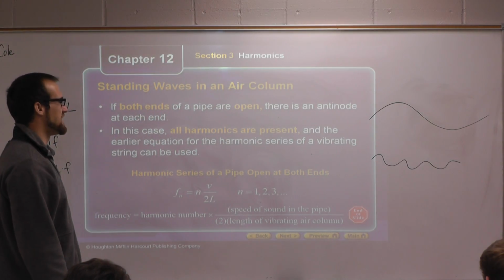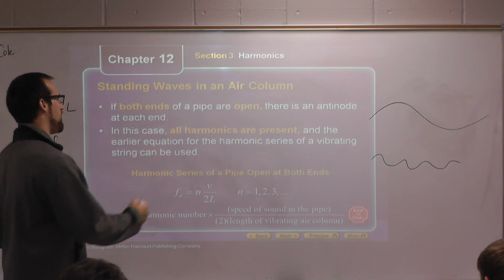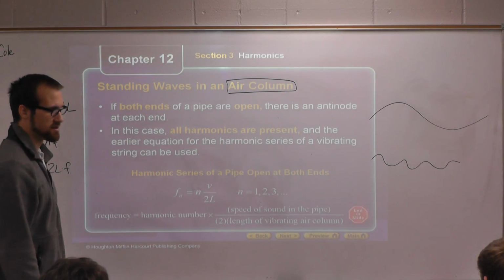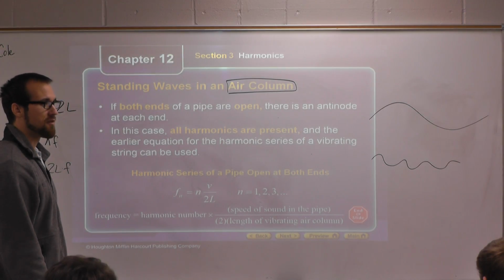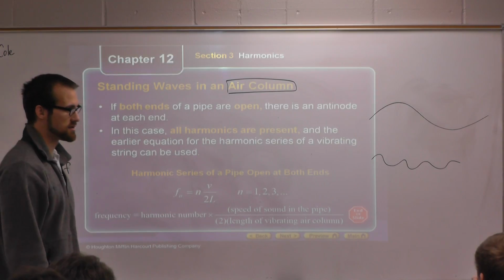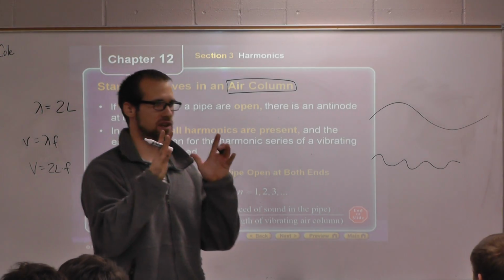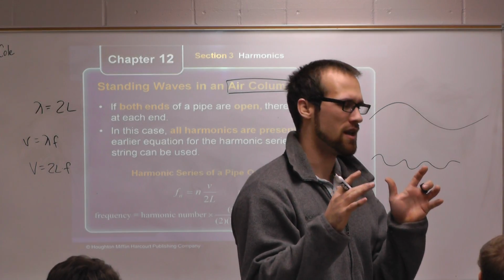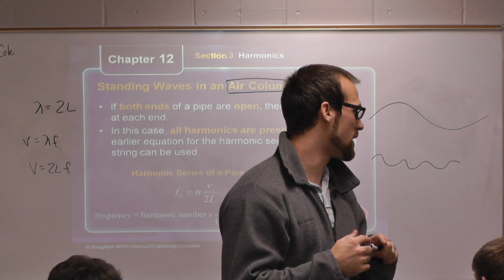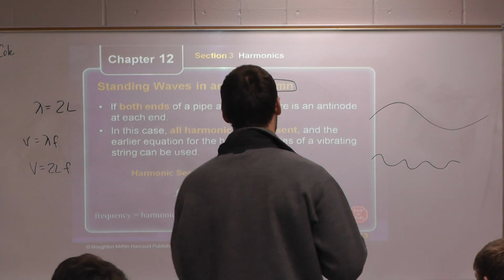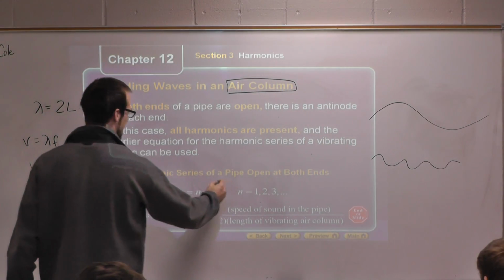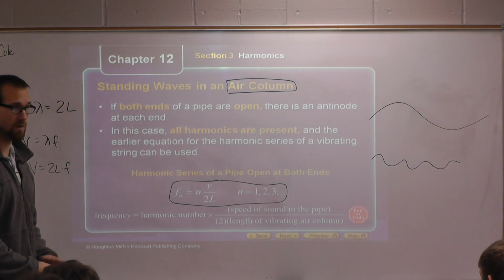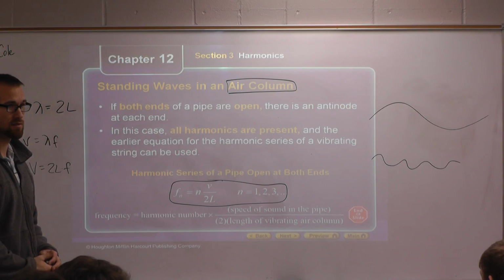The harmonic series is exactly the same as an air column when you have it open on both ends. That would mean antinodes on both ends. So if you either have antinodes on both ends or nodes on both ends, the harmonic series are going to be exactly the same. And I want to get to a YouTube video that will explain what this looks like. Notice, this is exactly the same as the previous equation, yes?